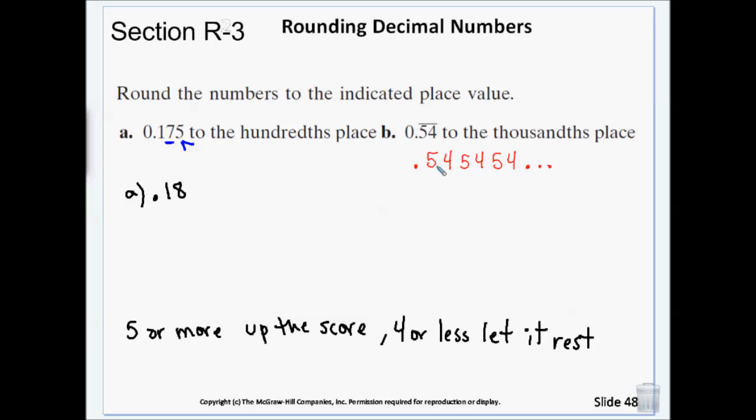Okay, we want to round to the thousandths place. That's right here. Tenths, hundredths, thousandths. So we look at this, which is a 4. On a 4, we're going to keep it the same, let it rest. So B is going to be 0.545.